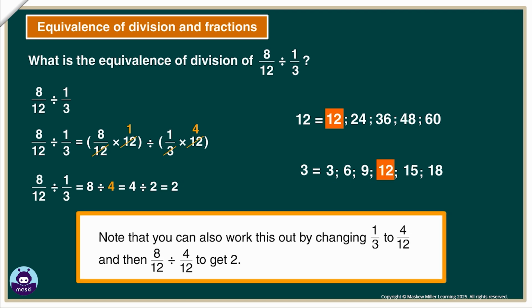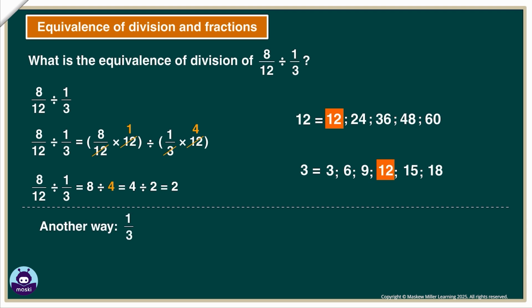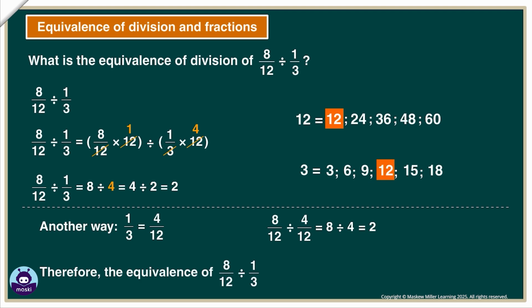Note that you can also work this out by changing 1/3 to 4/12, and then 8/12 divided by 4/12 to get 2. Another way, 1/3 equals 4/12. 8/12 divided by 4/12 equals 8 divided by 4 equals 2. Therefore, the equivalence of 8/12 divided by 1/3 is 8 divided by 4 equals 4 divided by 2 equals 2. The answer is the same.